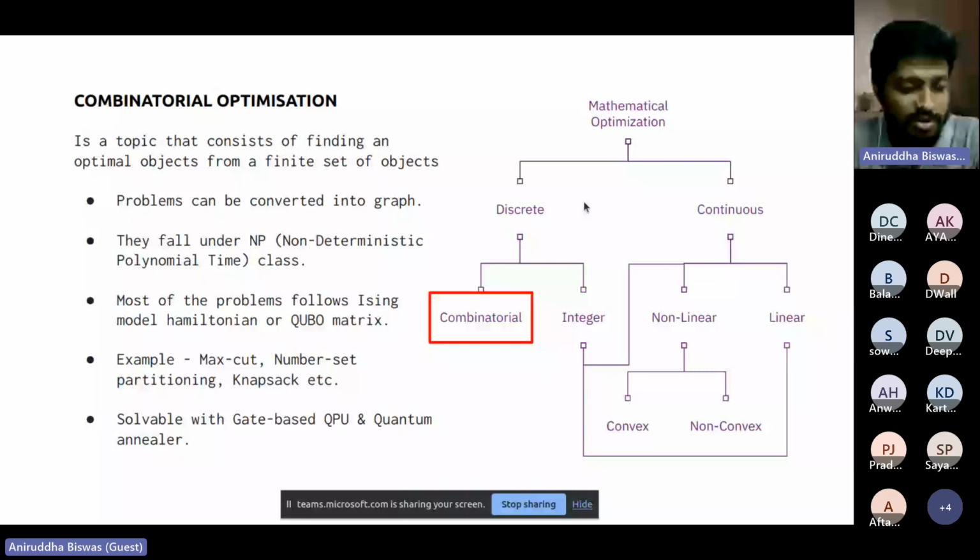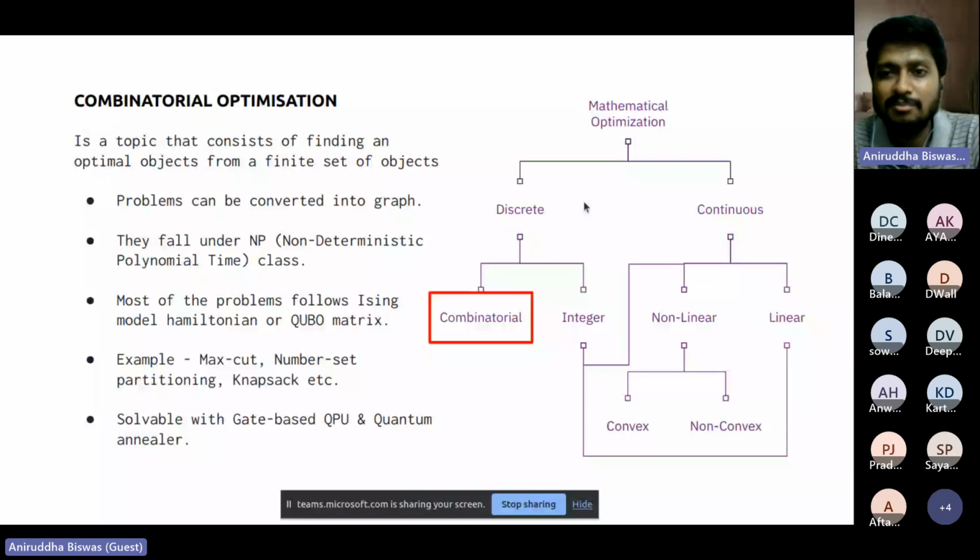In the discrete class there is combinatorial optimization, which is today's topic of interest, and there is the integer programming problem. The integer programming problem can also be broken down into two parts: the non-linear as well as the linear part. I'll not get into all of them in detail, rather I'll limit myself to the combinatorial optimization space, because that is the quantum optimization sweet spot.